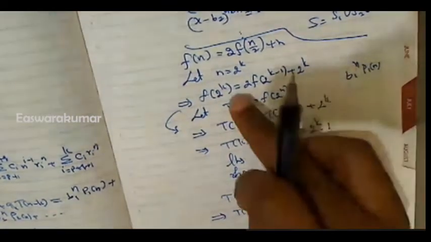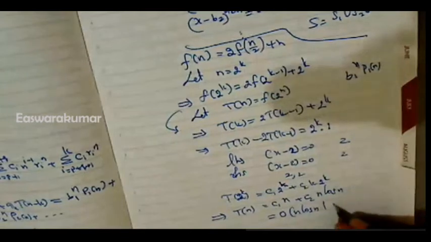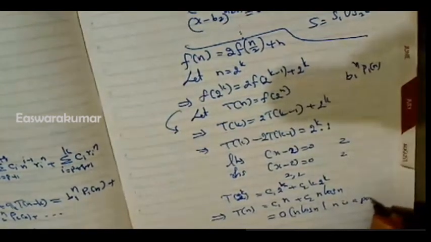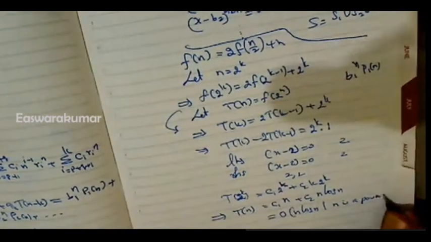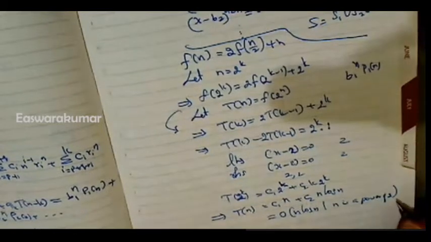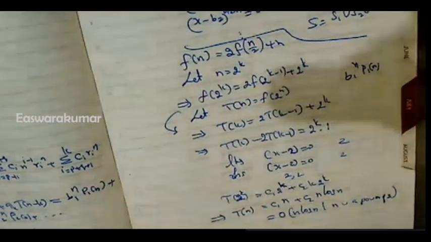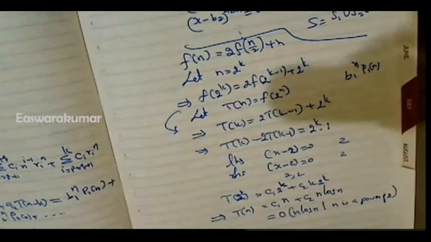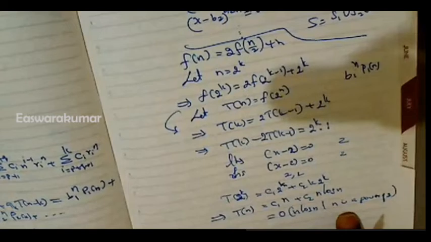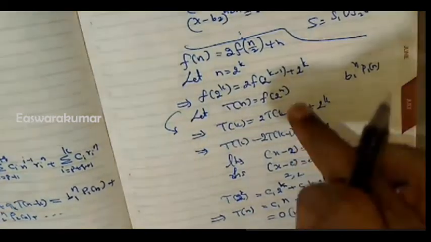But we applied some condition: n is a power of 2. So it is a conditional asymptotic notation. But we have already seen how to remove the condition for this particular example.